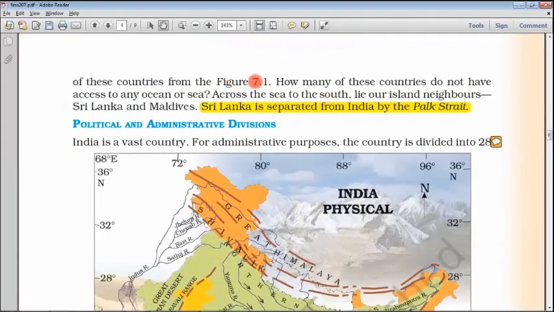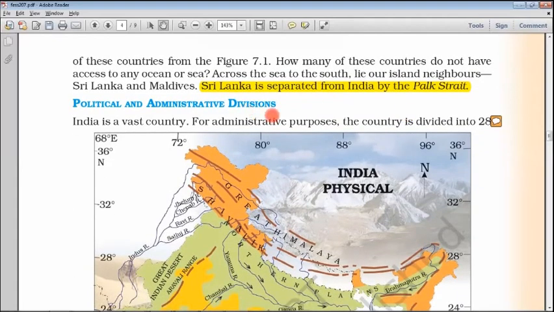Some of these countries which are neighbors of India don't have access to the ocean or sea. Nepal and Bhutan are completely landlocked countries. Across the sea in the south, we have island neighbors as well in the ocean, that is Sri Lanka and Maldives. And there is a strait that separates India and Sri Lanka, which is known as Palk Strait.